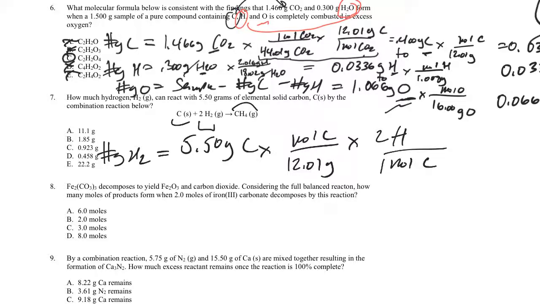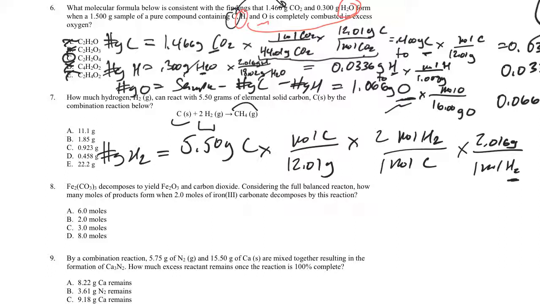So we can react 2 moles of H2 with every 1 mole of carbon. And so how much hydrogen can react with 5.50 grams? We want to go to grams. So 1 mole of H2 has a mass, this is H2, of 2.016 grams. And so 5.5, a little less than half a mole. And so divide by 12.01.